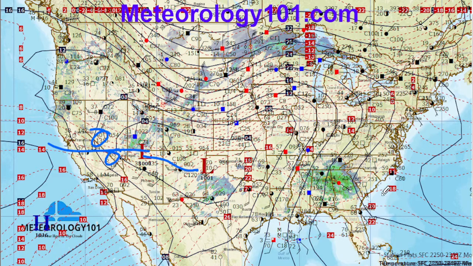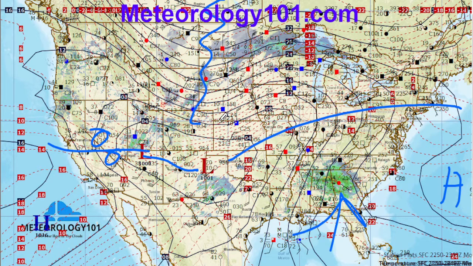Now, if we look at this closer, we can see high pressure. It's a pretty strong trough, an inverted trough right there out of that low. Ridging.